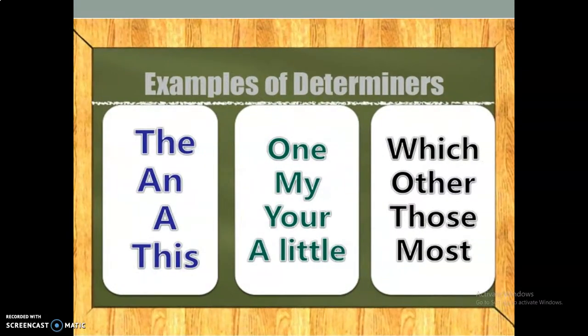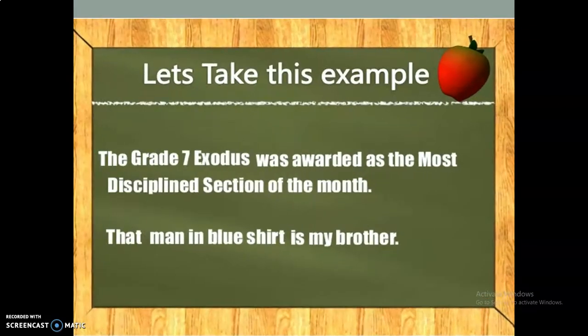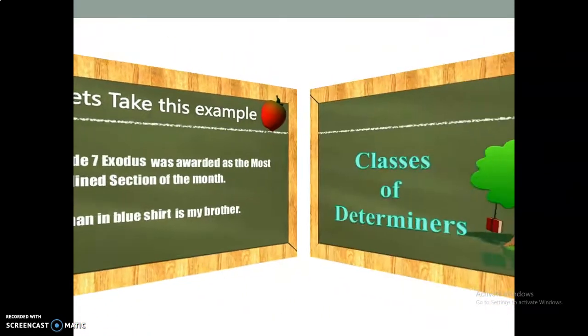Examples of determiners: the, an, a, this, one, my, your, a little, which, other, those, most. These are the examples. Let's take these sentences. The grade 7 extras was awarded as the most disciplined section of the month. That man in blue shirt is my brother.